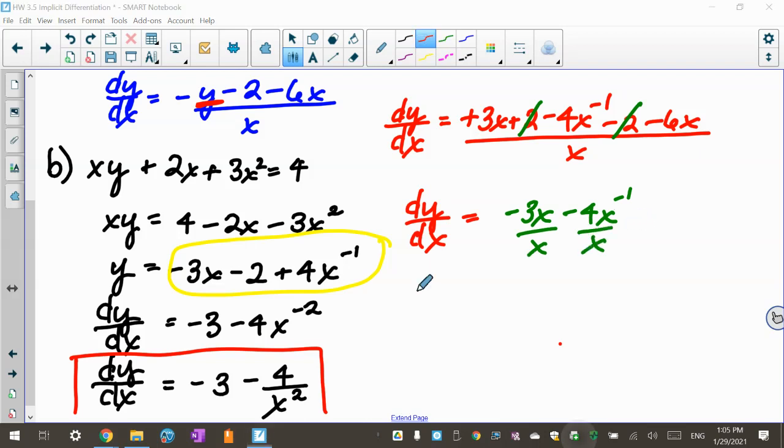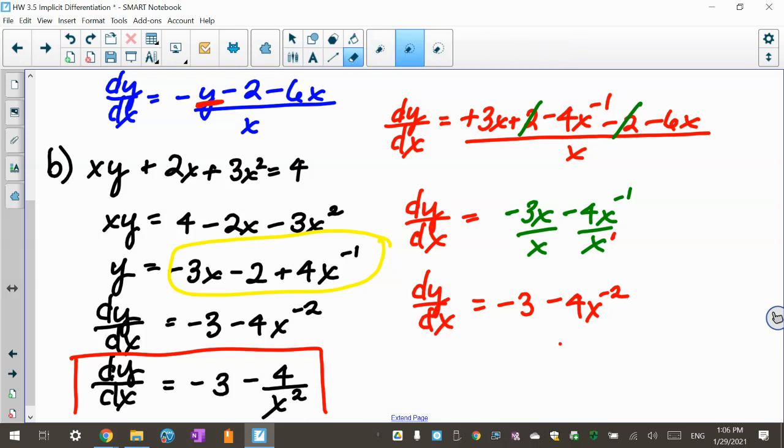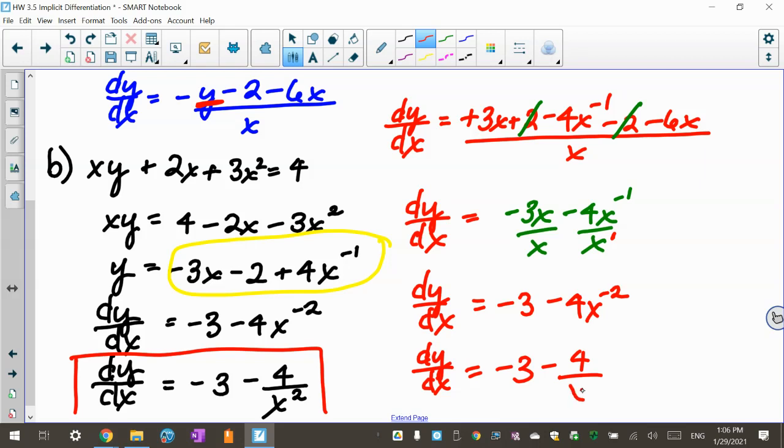So let's do this again. So I got dy over dx is going to be negative 3 minus 4, and then if I have the same base and I subtract, that's going to be x to the negative 2. And if I were to rewrite that, lo and behold, it is going to match. So I have dy over dx equals negative 3 minus 4 over x squared.